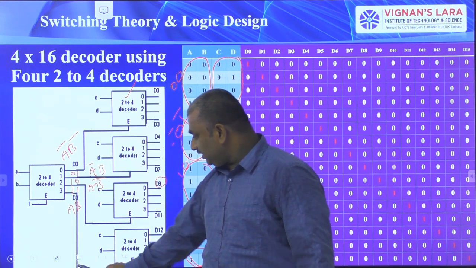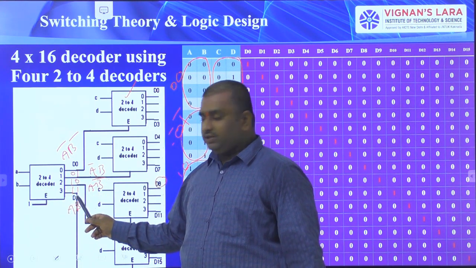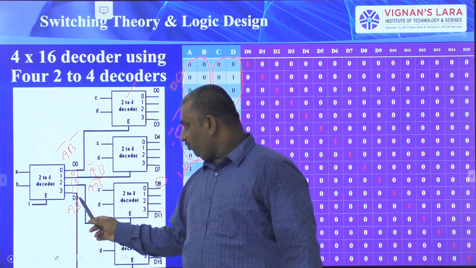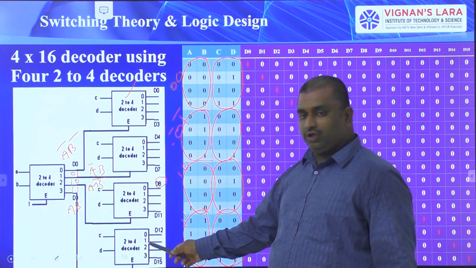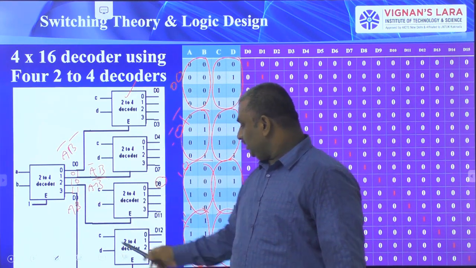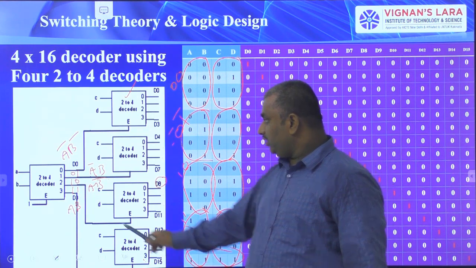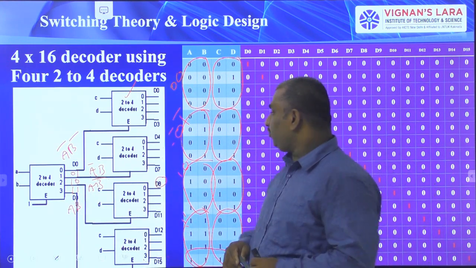Coming to this enable signal, it is going to turn on when A is equal to 1 and B is equal to 1, so D3 is going to turn on. This D3 is connected to this fourth decoder. So when it is 1 1, this decoder is going to work. The third output is saying 1 1. This is the combination you have to identify.